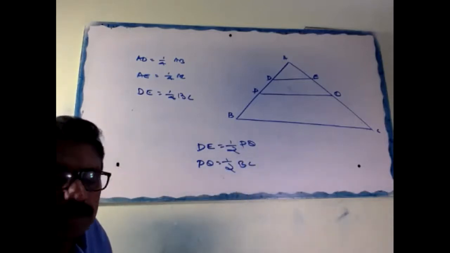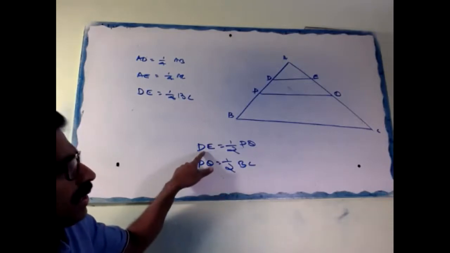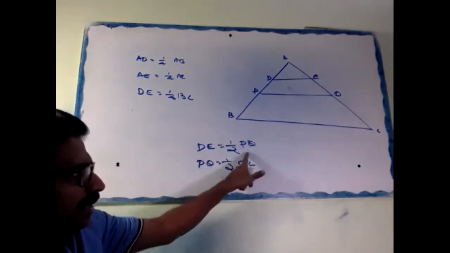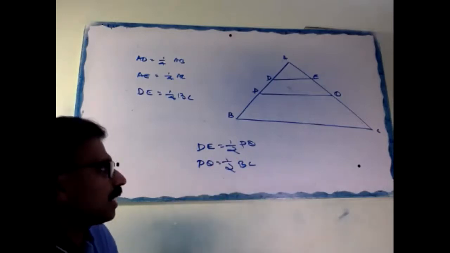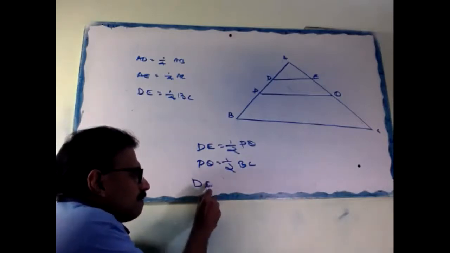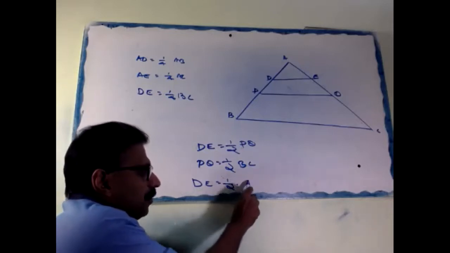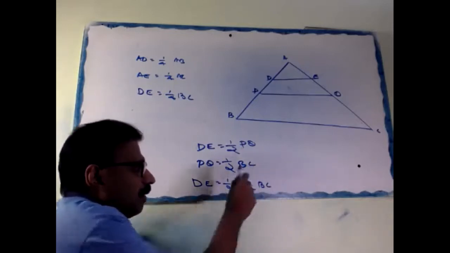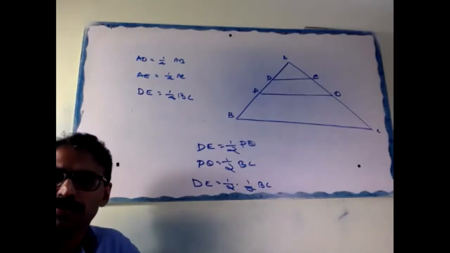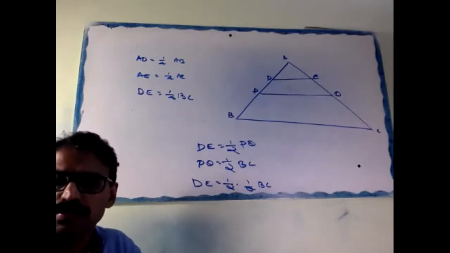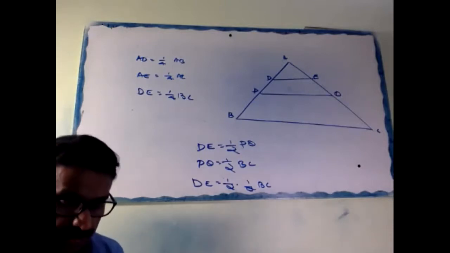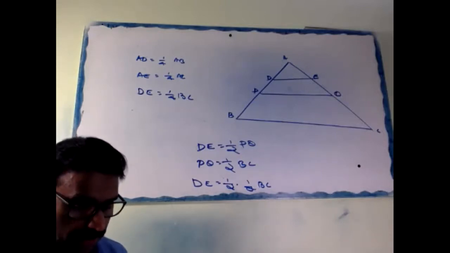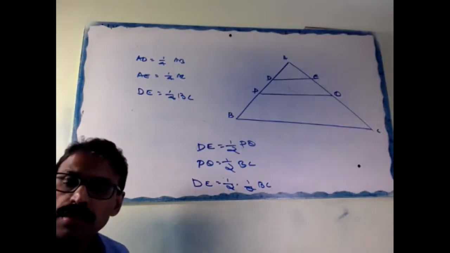Correct? So now, DE equal to half of PQ. PQ is half of BC. So DE equals what? 1 by 4 BC. Correct or no? DE equal to half into PQ, and PQ is half of BC. So 1 by 4 BC. Is it okay? Clear or no? I'll give the note. Don't write anything.